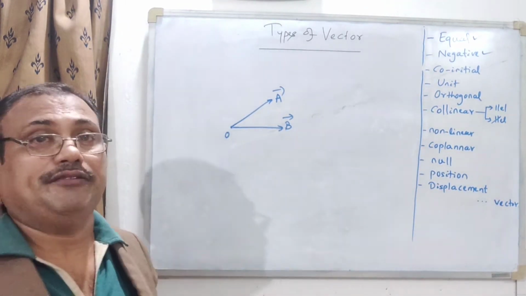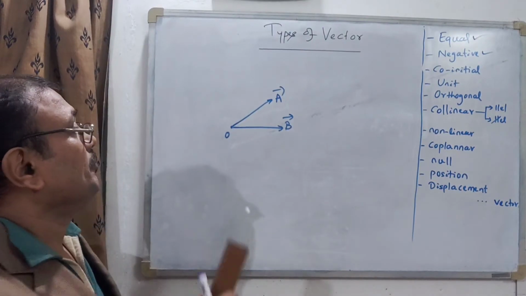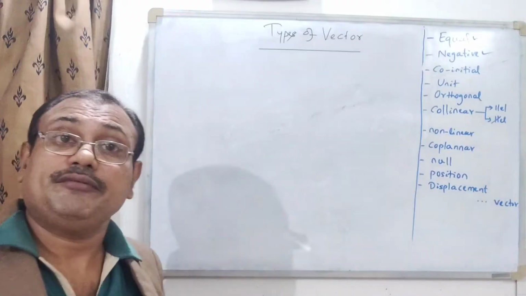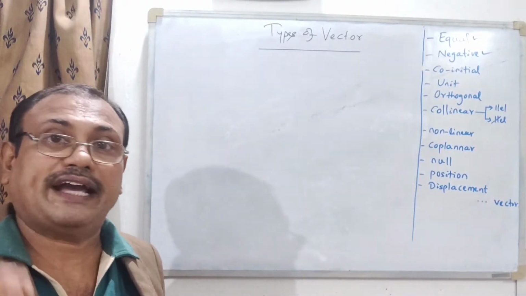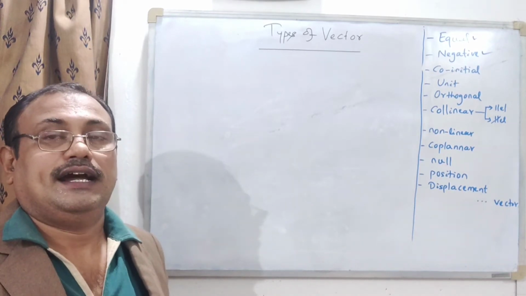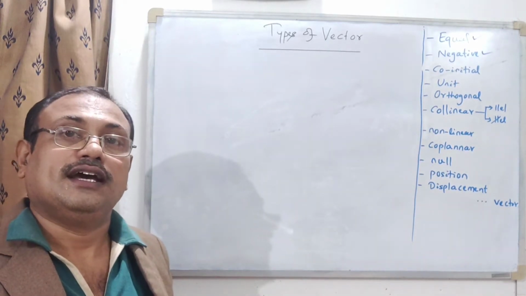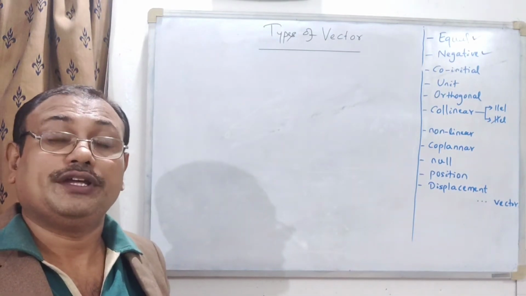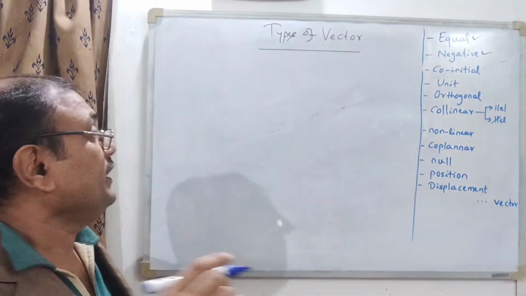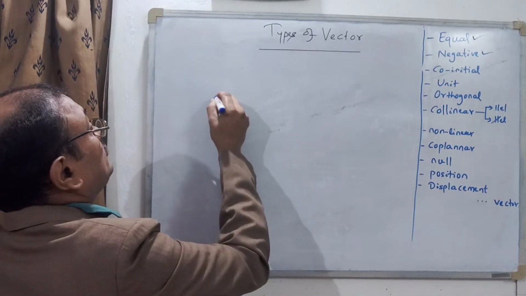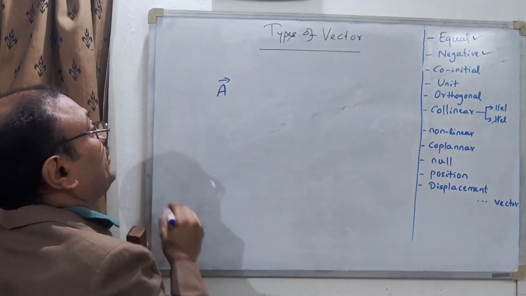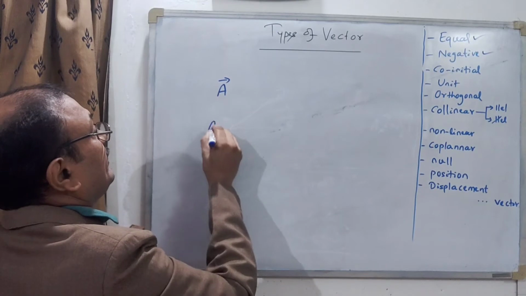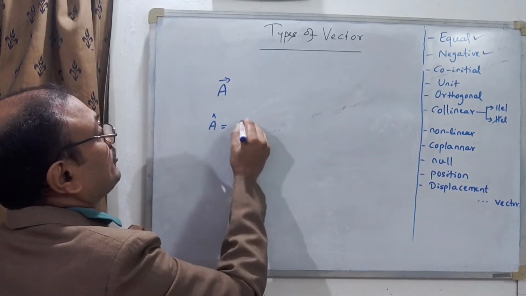And unit vectors, what is a unit vector? More importantly, unit vectors are those vectors whose magnitude is unity. And a unit vector is dimensionless. It has no dimensions and no unit. It only carries the magnitude. Supposing A is the vector, then A cap, we write A cap as the unit vector.